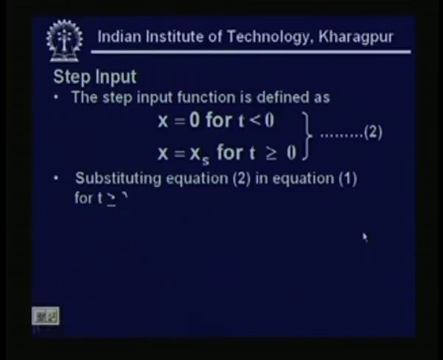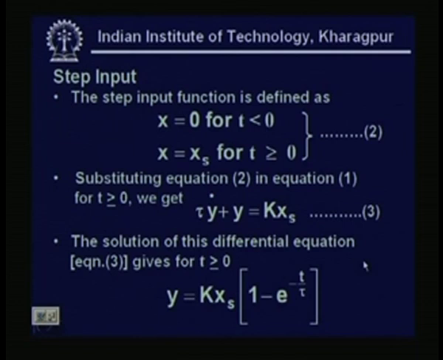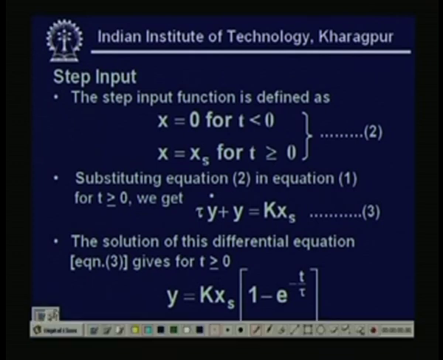Now, substituting equation 2 in equation 1 for t greater than or equal to 0, we get tau y dot plus y equal to k xs. I have given this equation number 3. The solution of this differential equation 3, for t greater than or equal to 0, is y equal to k xs times 1 minus e to the power minus t by tau, right, very carefully. So, e to the power minus t by tau.